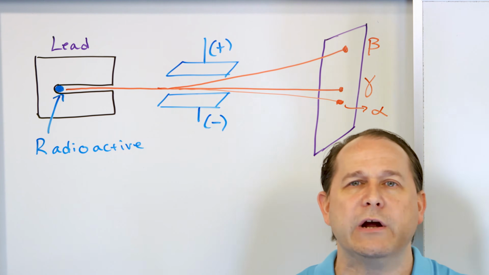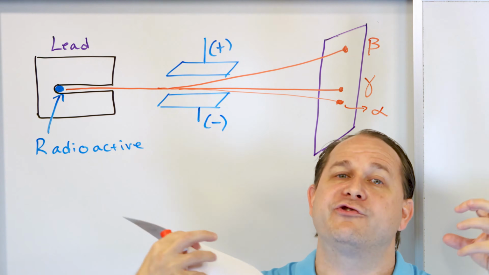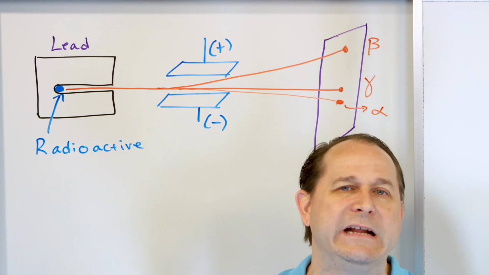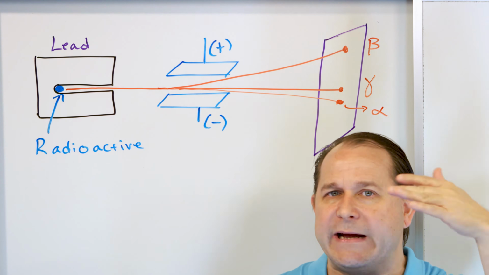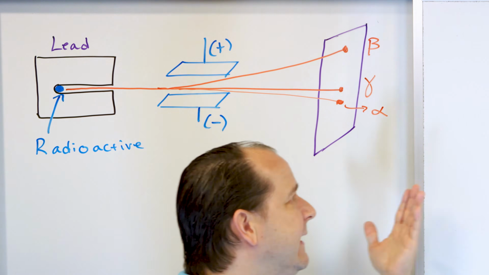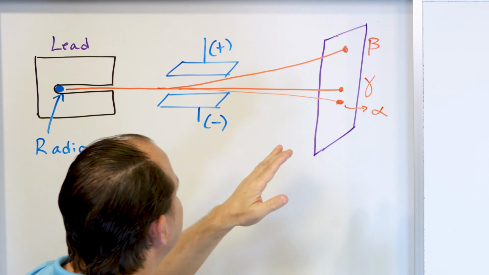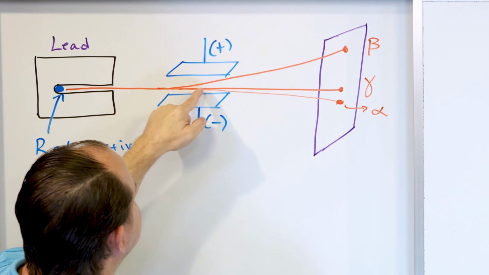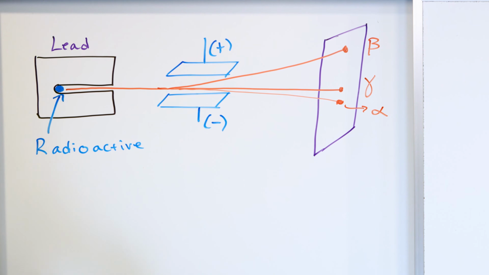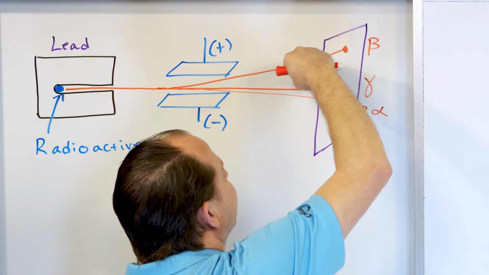Because remember, we know that like charges repel each other and opposite charges attract each other. But if you don't have any charge at all, then you're not attracted or repelled by an electric plate like this. So whatever this beam is that we call the gamma particles, it's not a charged beam because it doesn't deflect at all when it goes through the plates. But then we have another beam that is pulled strongly up. Notice how far it is pulled up.